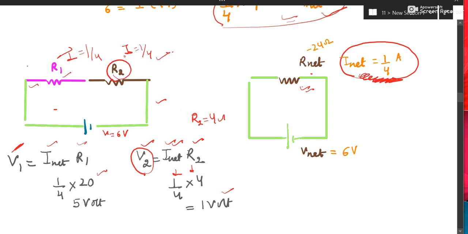Now R2 we have, I we have, we can find out the voltage across it. This is how I have found. Similarly, the voltage across it.